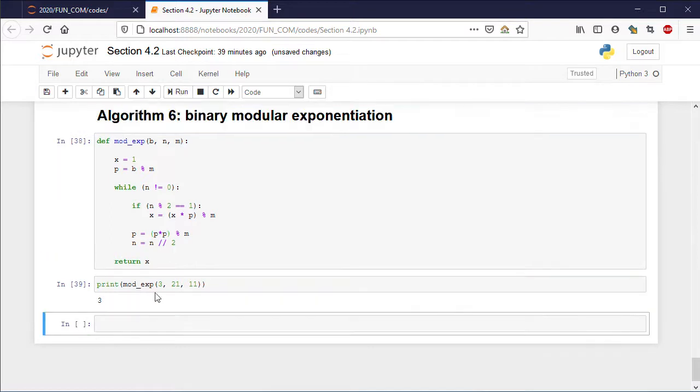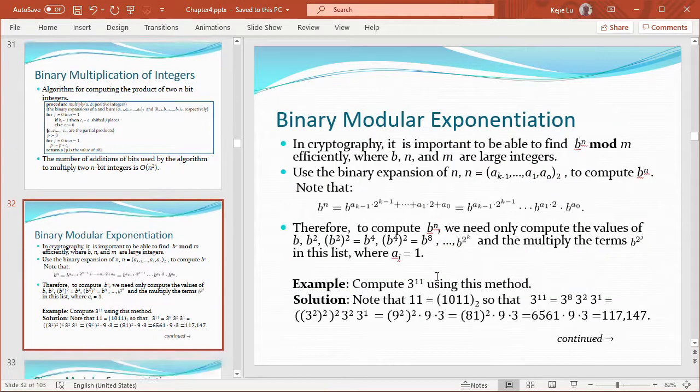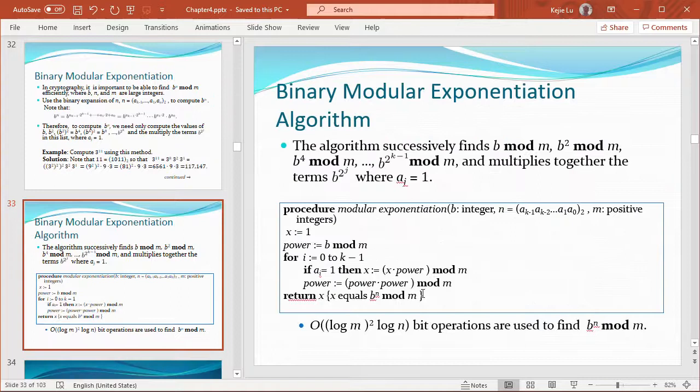So eventually here we have, for example, 3 to the power of 21 mod 11 is 3. And let's go to check this example. Right, so here 3 to the power of 11.